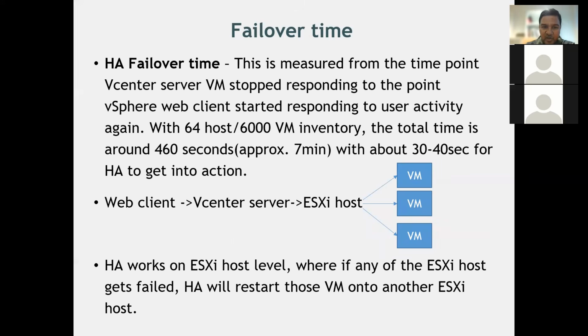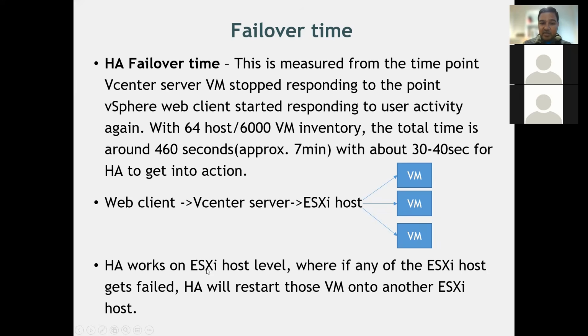So what is failover time? A web client is actually talking to the vCenter server, and the vCenter server has many ESXi hosts, and each ESXi host is hosting VMs. The VMs are moved to another host, then they are rebooted and they start giving activity. All this from the stop to the restart is called failover time, and that is roughly 7 to 8 minutes for VMware.